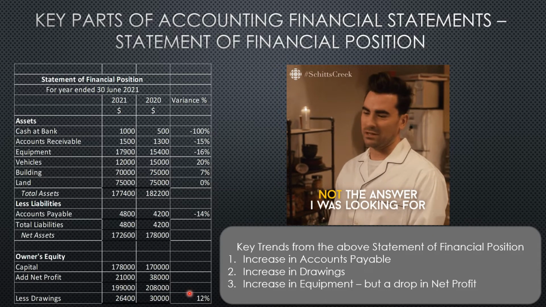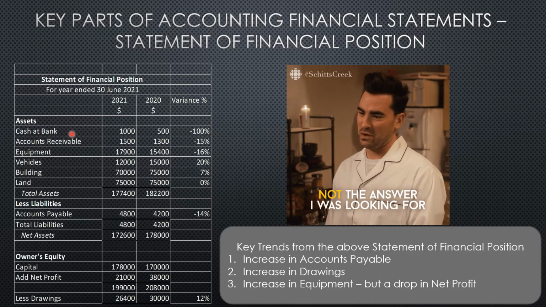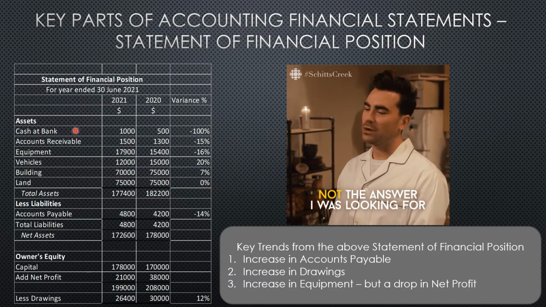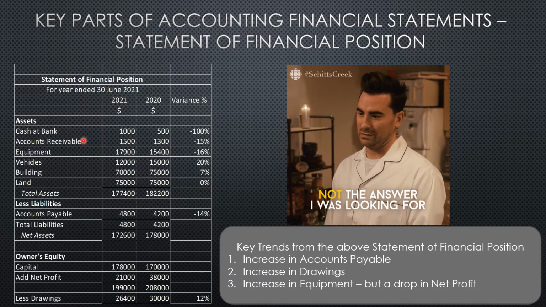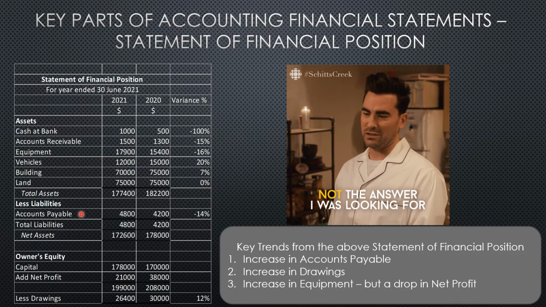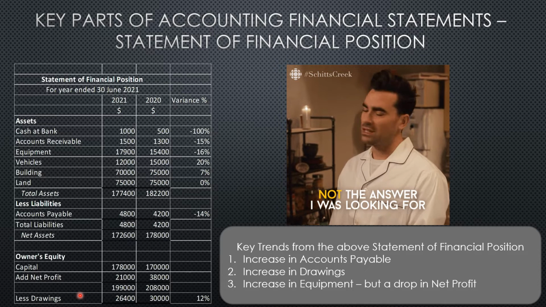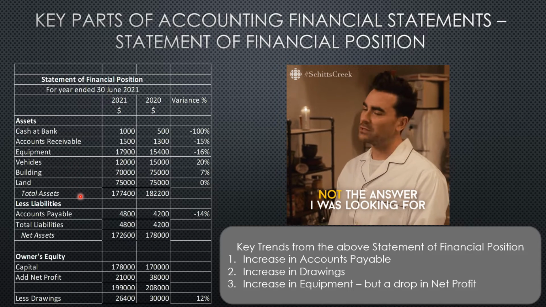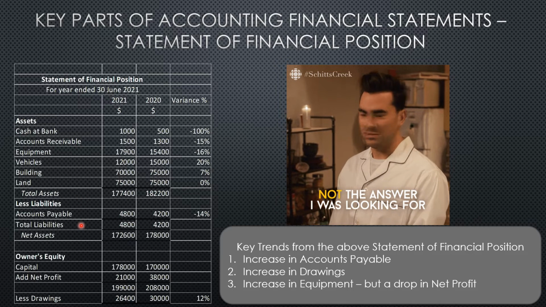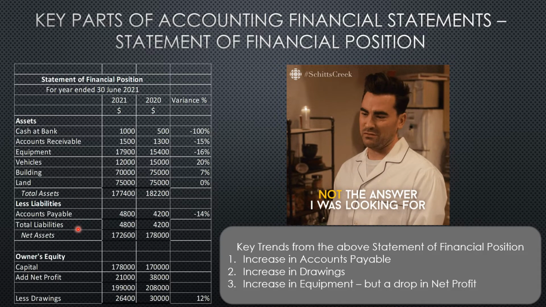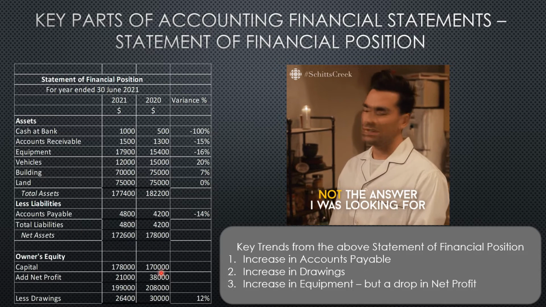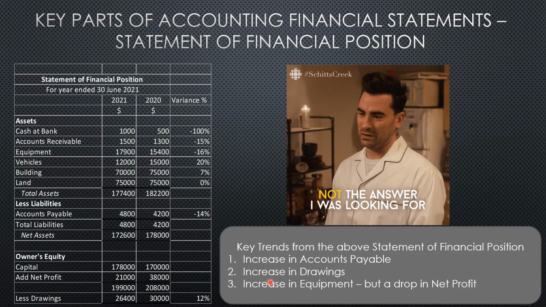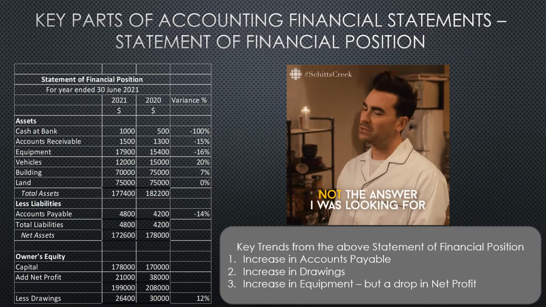So you're looking at, in your statement of financial position, the following accounts which are very important. Cash at bank, accounts receivable, your accounts payable, your drawings, and any increases in assets as well. Another key account, which is not on this statement of financial position, is your loan. Okay, so they are the main accounts which you'll be looking at in the statement of financial position.